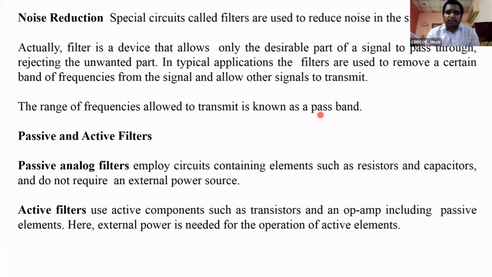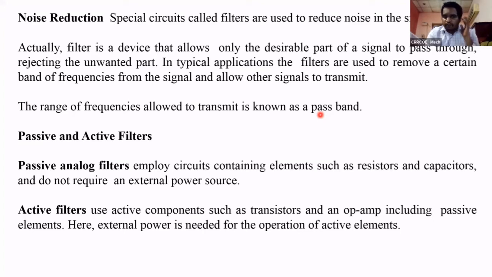First, the passive type consists of passive elements like resistor, capacitor, and inductor. Those are the passive elements, which don't produce any power and don't require an external power source. If the filter circuit consists of these elements, resistor, capacitor, and inductor, it is called a passive analog filter.